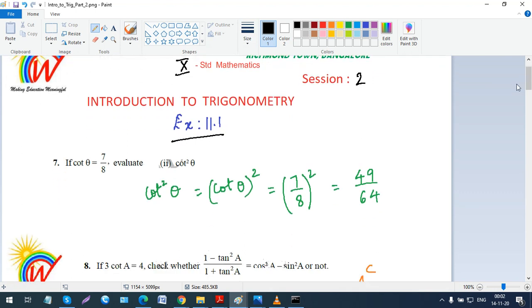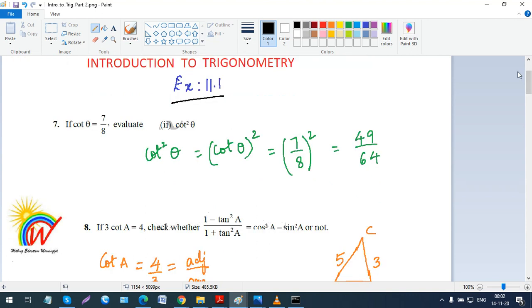Now in question number 7, they are saying if cot theta is equal to 7 by 8, evaluate cot square theta. So cot theta is given. Now you have to just find cot square theta. Cot square theta is cot theta the whole square. Cot theta is 7 by 8, so 7 by 8 the whole square. So 7 square is 49 divided by 8 square is 64. That's it. It's very simple.